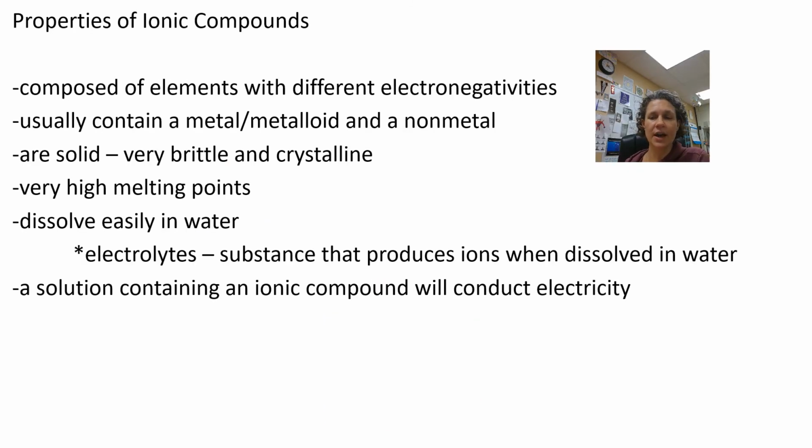Okay, so with these ionic compounds, some properties. First off, they are made of elements that have different electronegativities, typically a metal and a nonmetal, or a metalloid, as I have on there. They are solids. Ionic compounds are, there's no other option. They're going to be solids. They're very brittle typically. They have a very distinctive crystalline shape. They tend to have high melting points, like surface of the sun high. I mean, like throw them in a volcano high kind of a thing.